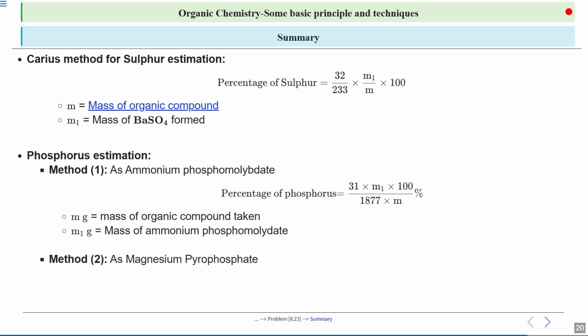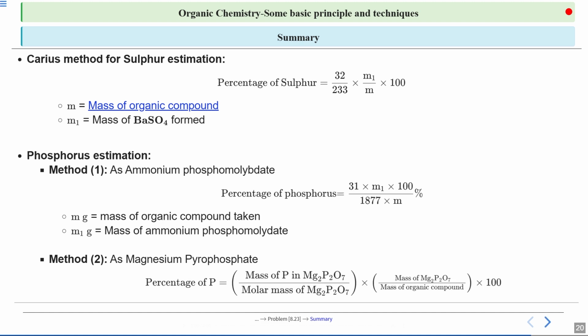Talking about method number 2, what do we do in this? We have magnesium pyrophosphate as the precipitate. This method provides an alternative way to measure the phosphorus content. The formula for calculating the percentage of phosphorus using magnesium pyrophosphate is shown here. It involves the ratio of the mass of phosphorus in magnesium pyrophosphate to its molar mass, multiplied by the ratio of the mass of the magnesium pyrophosphate to the mass of the organic compound, and then multiplying by 100.